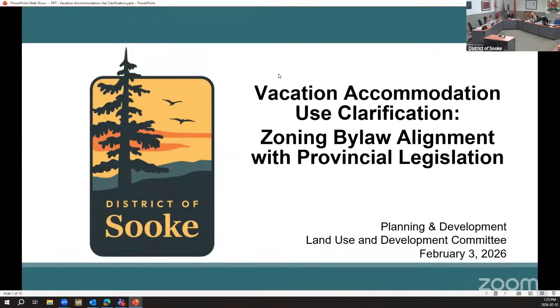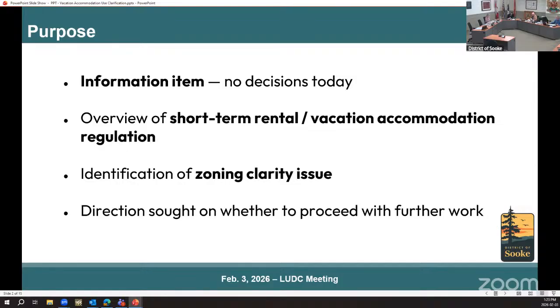Yeah, thank you. So this item is also an information report related to short-term rental regulation, referred to in our zoning bylaw as vacation accommodation. This presentation accompanies the staff report before the committee today and is provided for information only. The intent is to outline a zoning clarity issue related to short-term rental use and to seek the committee's recommendation to council to direct staff to proceed with further work. No specific bylaw amendments or policy changes are being proposed at this time.